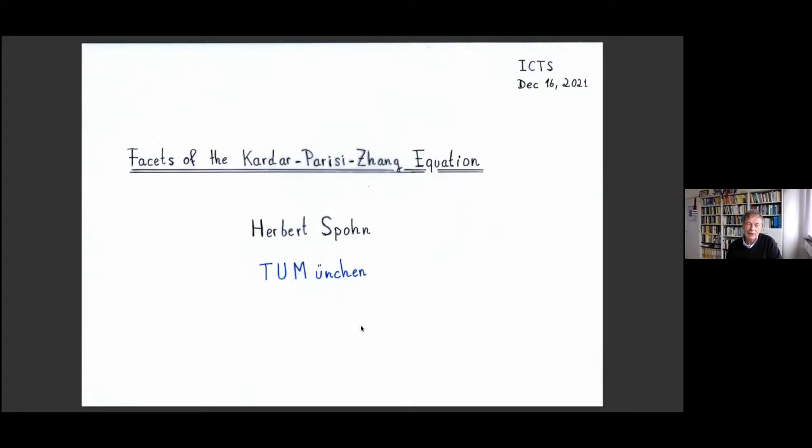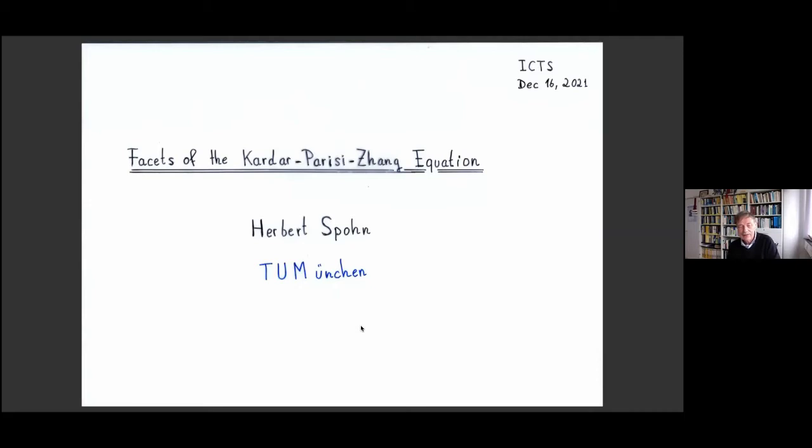So I will be talking about the KPZ equation. That's a very highly cited piece of work. And of course, the motivations to actually study the equation are extremely diverse. That's one of the reasons why there are so many citations. Many people found this equation interesting for various reasons.